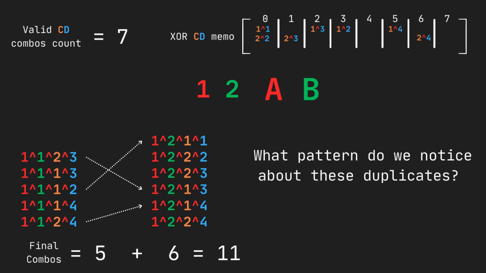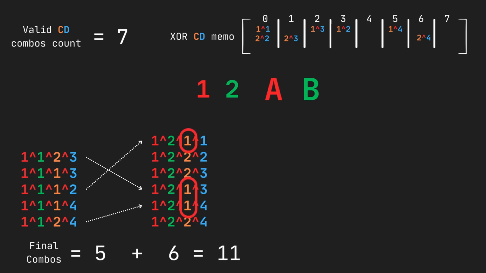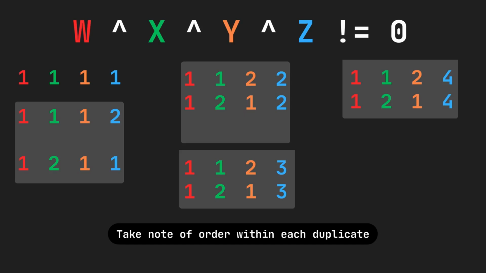Let's first notice any patterns that we might find here. What can we notice about these? You'll see that on the right-hand side, the new combinations all have 1 at the Y position. Why might that be? Let's go back a second to when we first were considering these duplicates. Let's take note of the order within each duplicate.